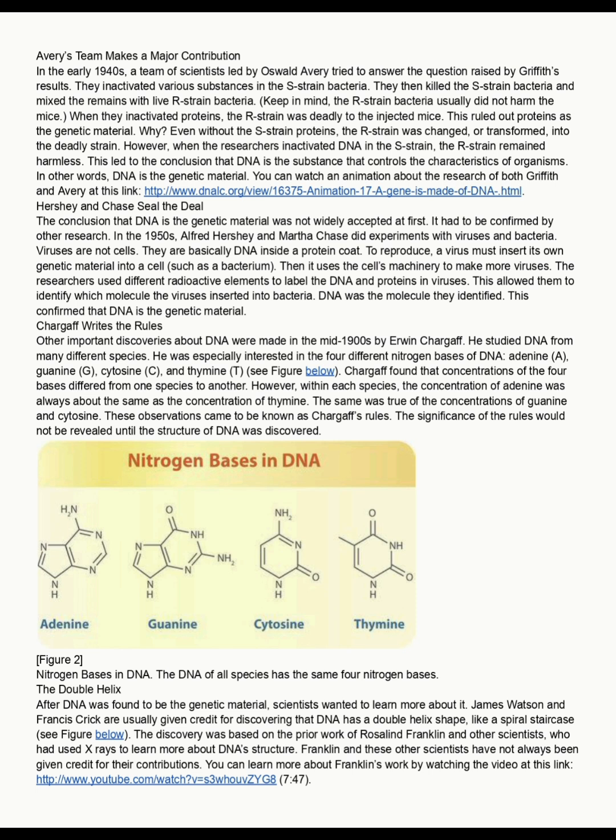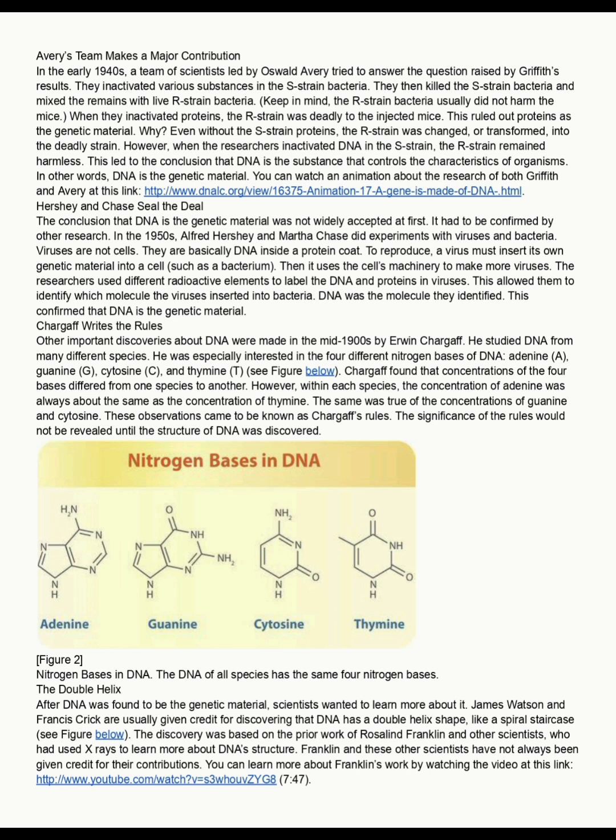The researchers used different radioactive elements to label the DNA and proteins in viruses. This allowed them to identify which molecule the viruses inserted into bacteria. DNA was the molecule they identified. This confirmed that DNA is the genetic material.